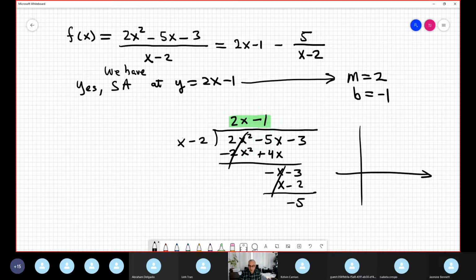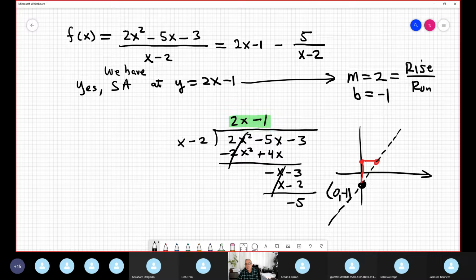So if you want to do the graph of this, you plot the point here, the point 0, negative 1, and from this point, you apply rise over run. Rise is 2, run is 1, because it's a whole number, right? So I move 2 up, and 1 to the right. You get the second point, and we plot the line. At least we have the equation and the graph of the slant asymptote.